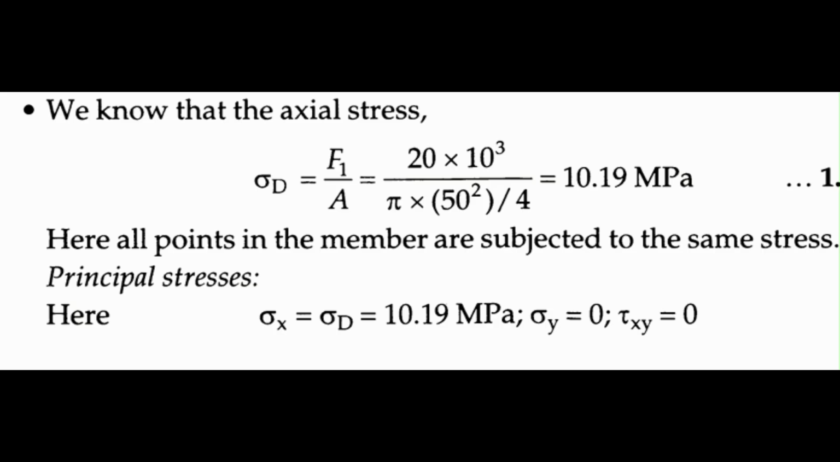In order to get the principal stress equation, the stress in the x direction, sigma x, is this sigma d, because this is the only stress in the x direction. Sigma x equals sigma d, that is the axial stress, 10.19 megapascal, and sigma y is 0. Under axial condition, there is no such stress in the y direction. Sigma y is equal to 0, and shear stress tau xy is also 0. So this is all about axial stress in the axial load condition.